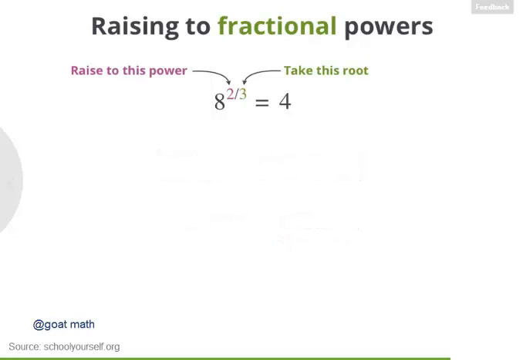So just to review, raising a number to a fractional power is the same as raising it to the numerator and then taking the denominator's root. And you also saw how the calculator can help you evaluate these kinds of powers.